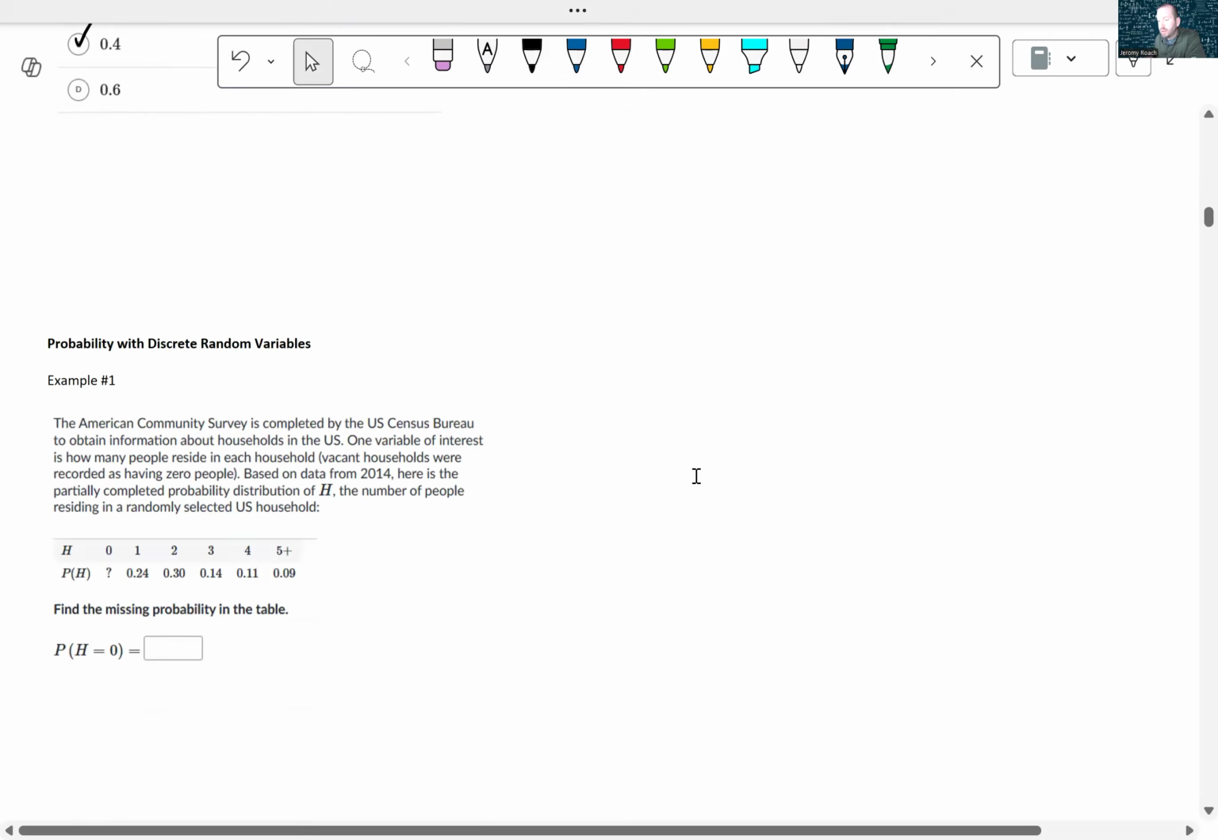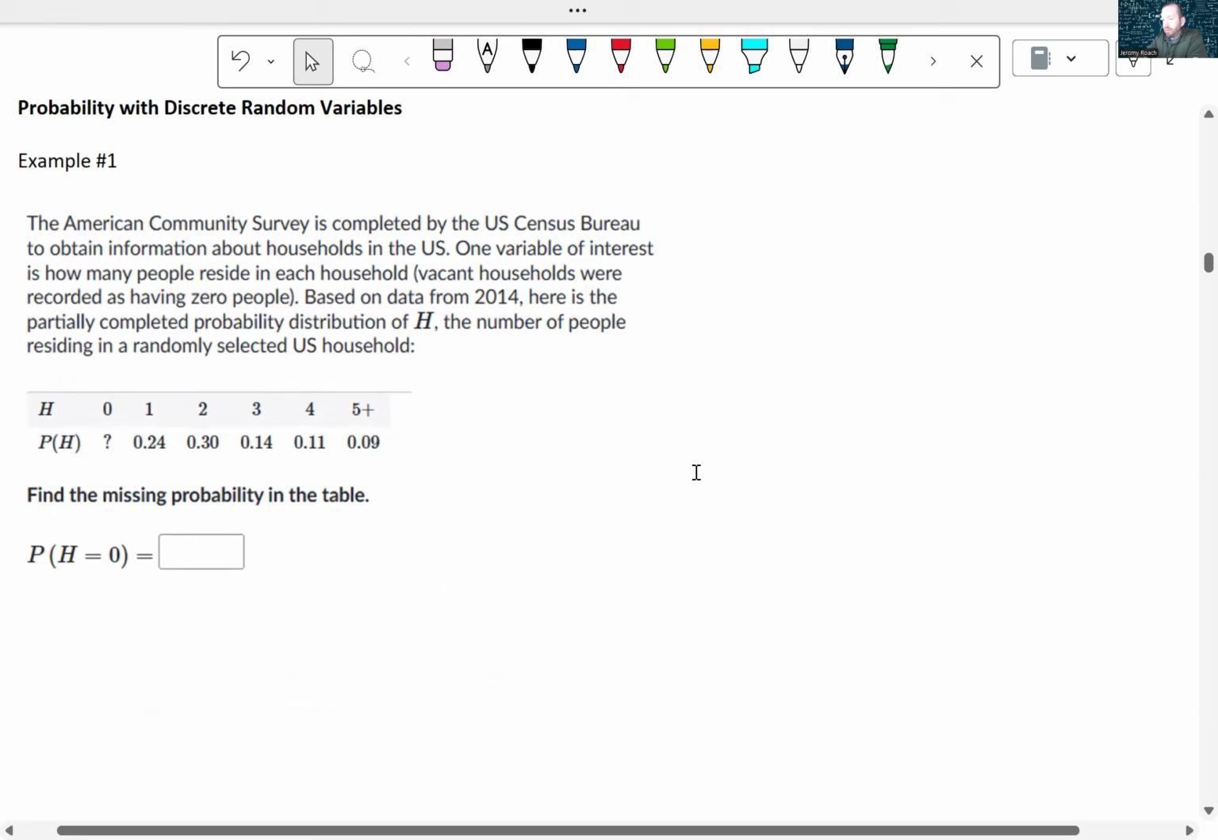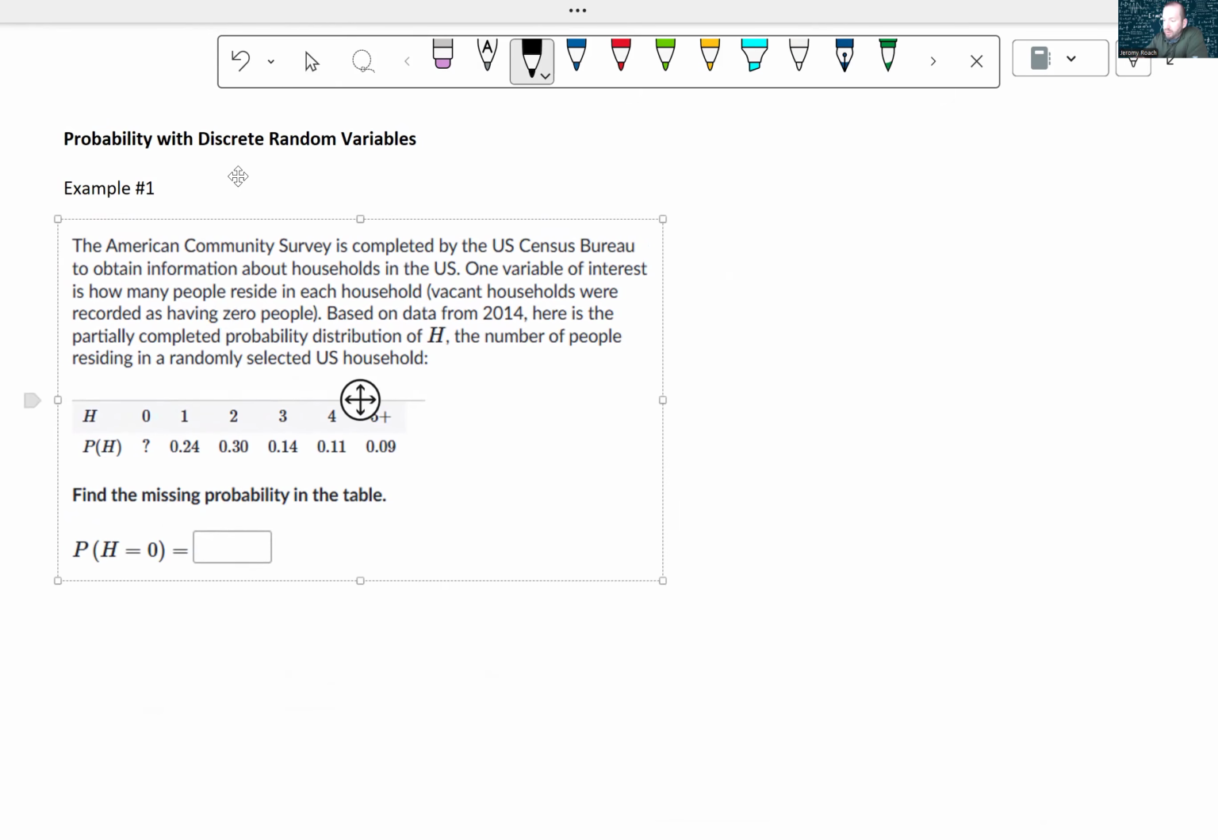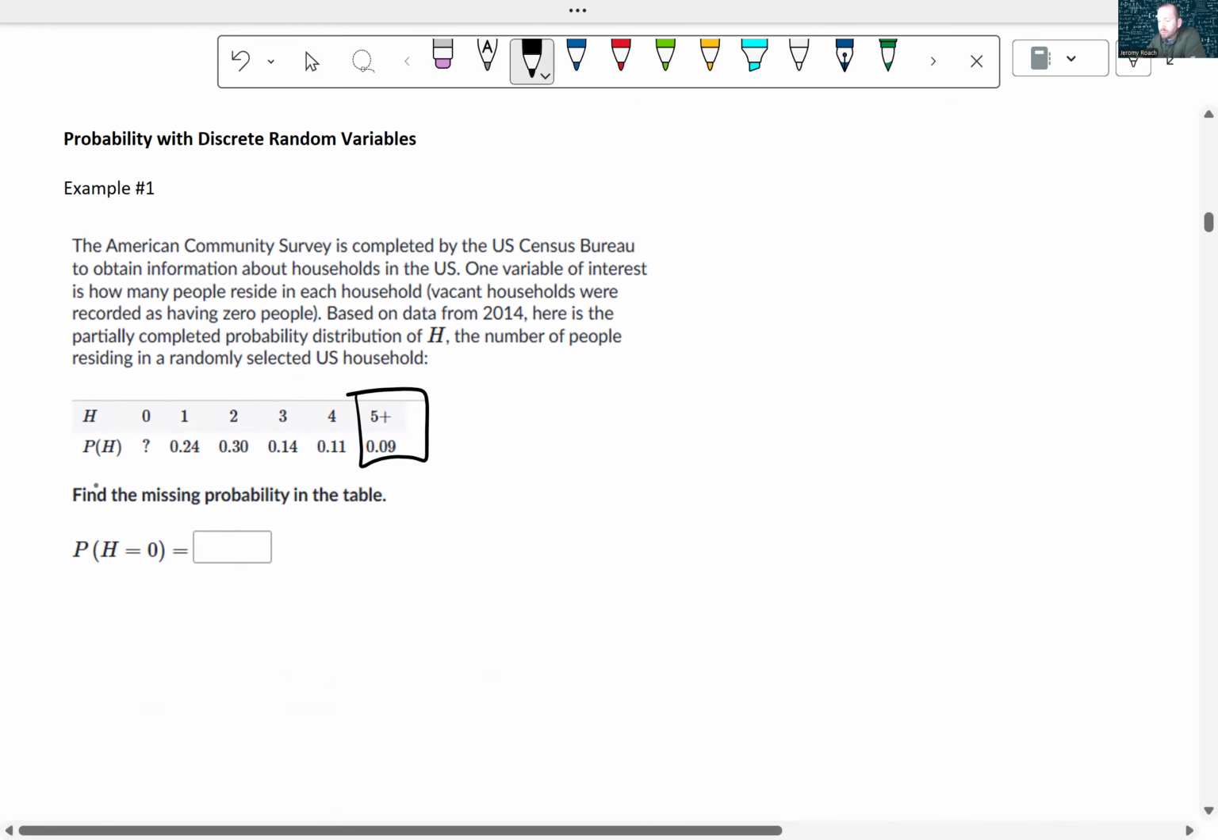All right. Look at some other ones next with discrete random variables. So here we have a probability table, and we have some missing data in this table. We're also going to use the complement rule for these. All of these probabilities have to add to 1.0, but notice that this last category says 5 or more. This is still a category of just one value for what h is, even though it says 5 or more. This still includes everything greater than 5 and 5.